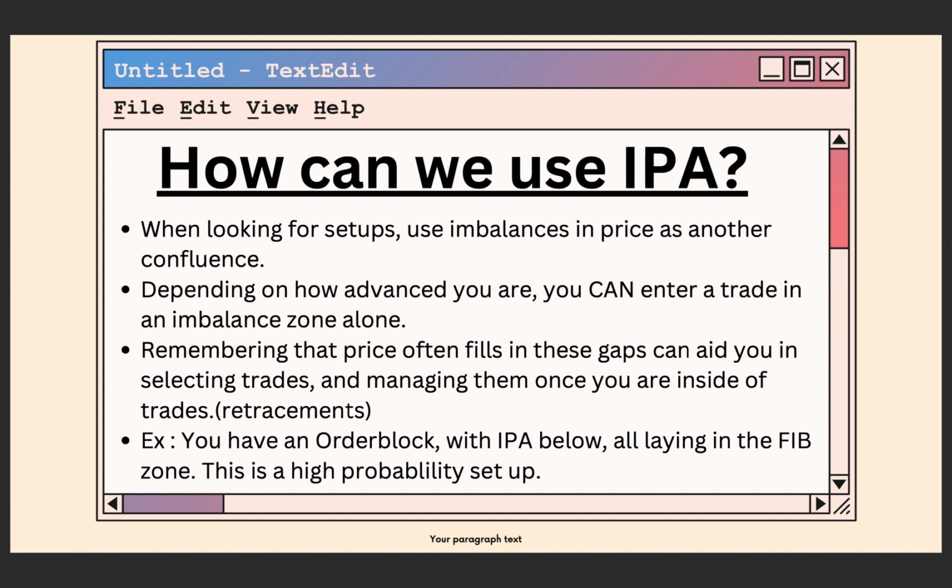If you don't see anything that looks like an entry to you on the chart, just look for imbalance and go from there. I'm not saying trade off of it, but look for it. A lot of traders overlook imbalances. Not all, but a lot of traders overlook imbalances.